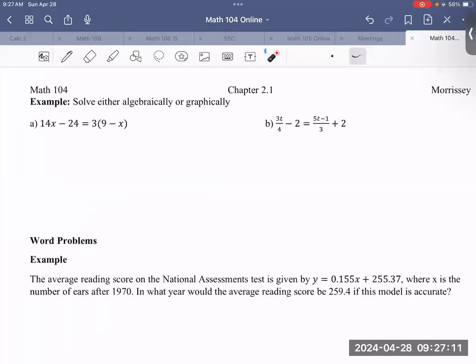Now, let's have you work on some practice. See if you can pause the video and either do this algebraically or graphically. So I might do the first one algebraically. Actually, I want you to get pretty efficient with the graph. So I might do these graphically to show you. So you have 14x minus 24.